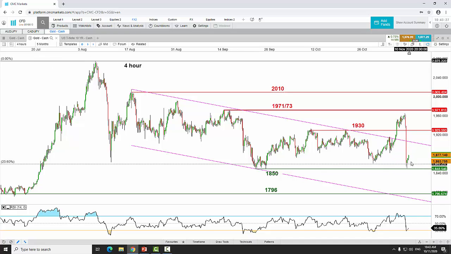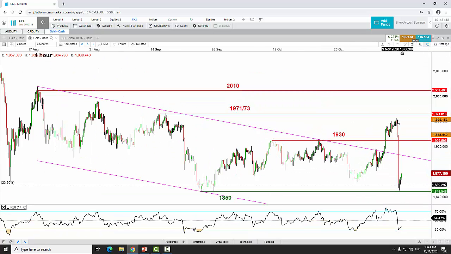So if we start to see a break below 1850, it could take us back down towards this 1796 support level that I highlighted on the weekly chart. All in all, what we could see now is a very massive sell off yesterday, so potentially right now we could start to see a snapback rally. This potential snapback rally is maximum potentially 1930.